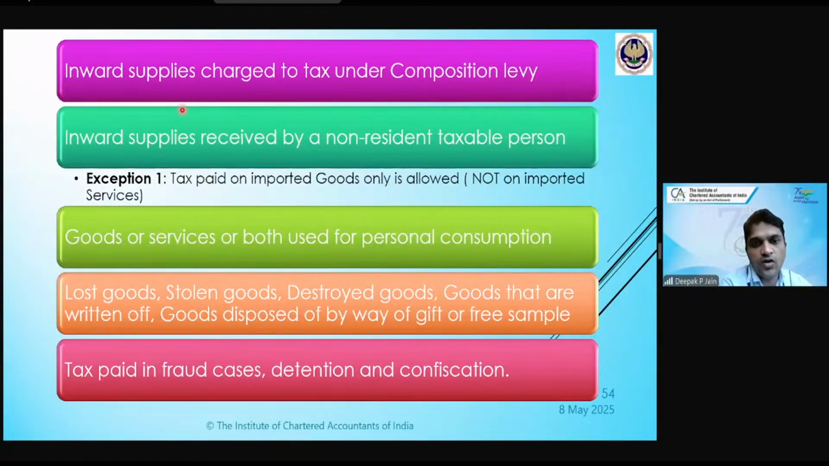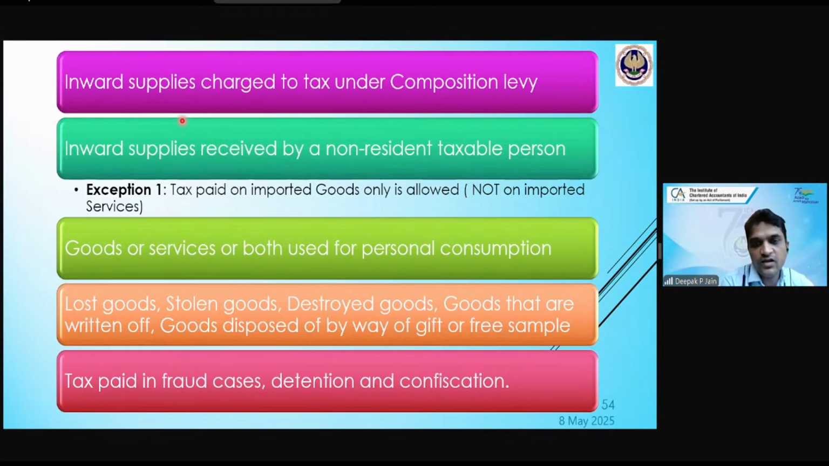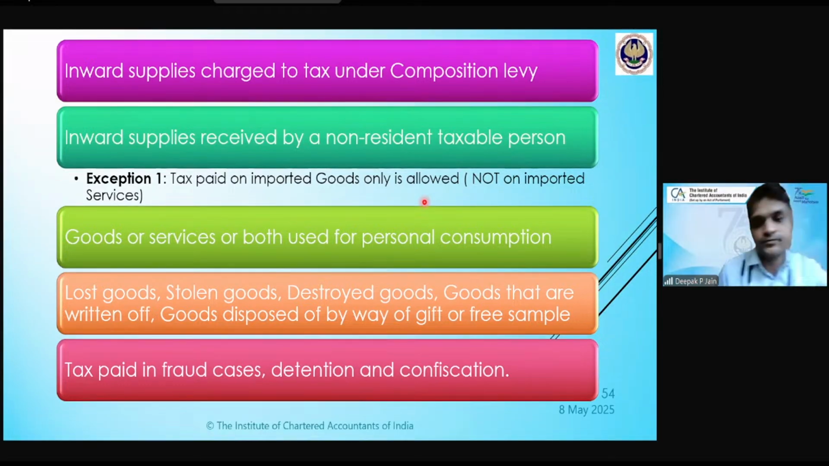The other, all of this is kind of miniature or the smaller block credits which are there. Inward supplies which are charged to tax under the composition scheme. So this we know from the beginning, that on a composition scheme, the supplier, a composition scheme person cannot claim and he cannot charge GST. Even if he's charging GST, you cannot claim the credit on that.